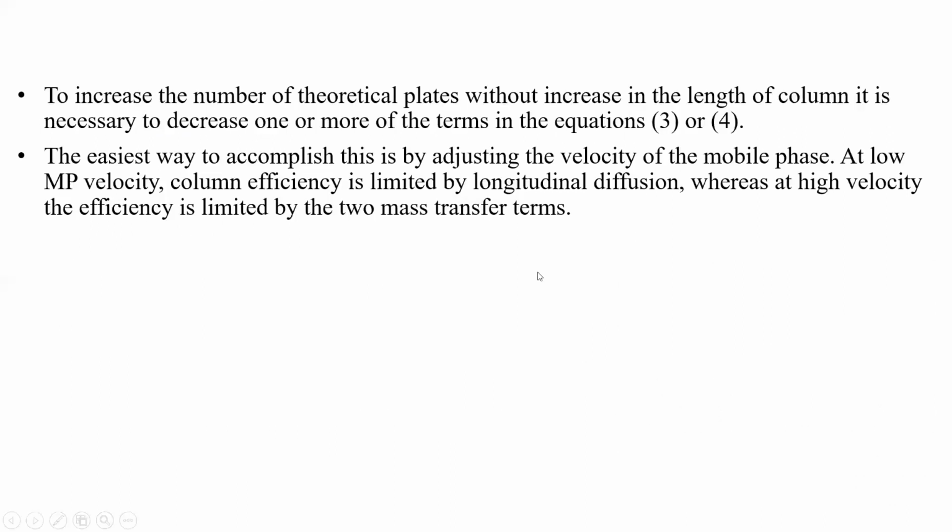So the easiest way to accomplish this is by adjusting the velocity of the mobile phase. As we saw in the longitudinal diffusion, by increasing the velocity of the mobile phase, we can easily decrease the height of the plate. At lower mobile phase velocity, the column efficiency is limited by longitudinal diffusion, whereas at high velocity, the efficiency is limited by the two mass transfer terms.